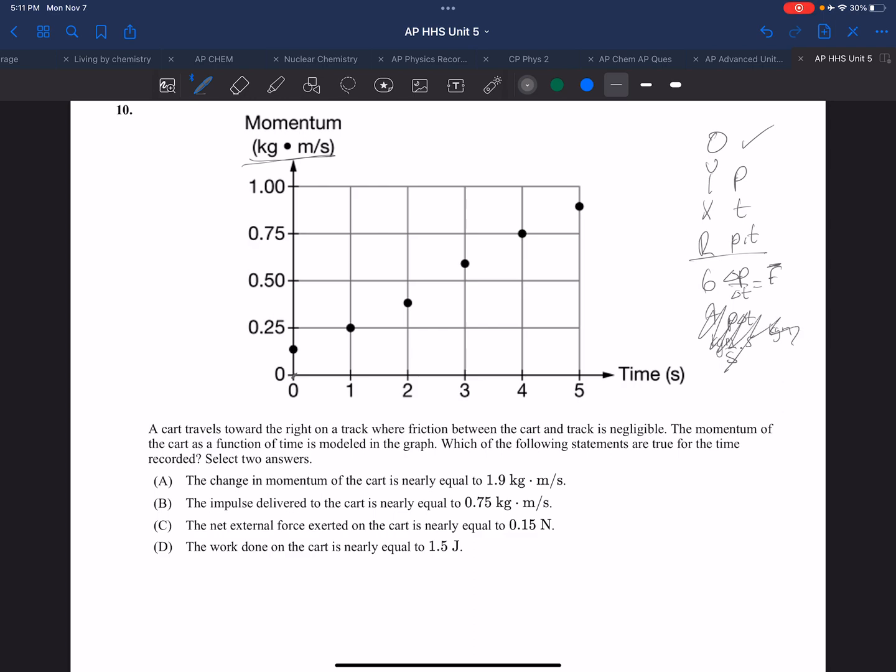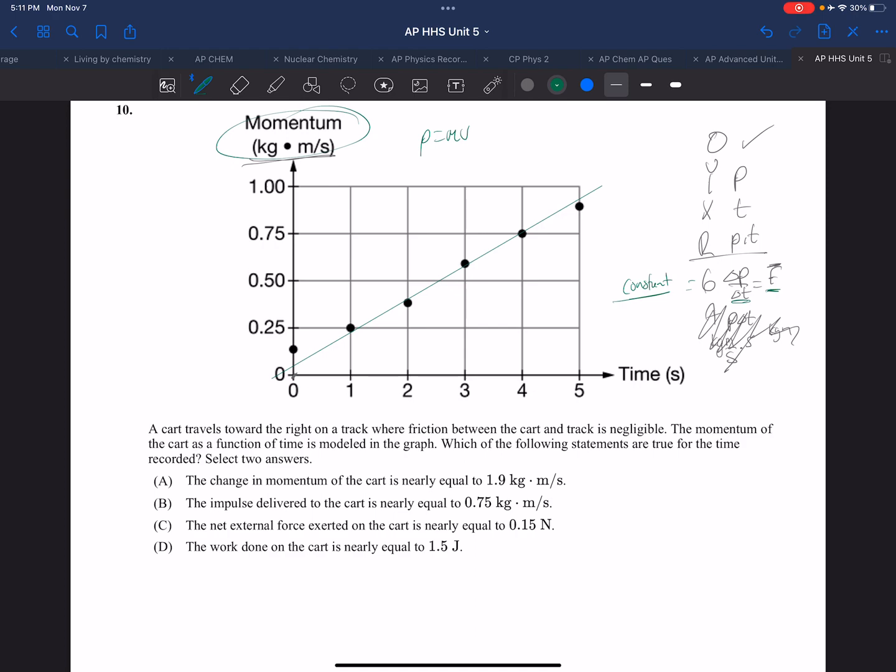Now, we said the slope of this is the average force, and if we draw the best fit line, maybe something like that, that slope would give us the force if we wanted it. All right, so now what we can see then is that the slope is constant. So the force is constant. The rate of change of momentum is constant. The momentum is increasing. P equals mv.